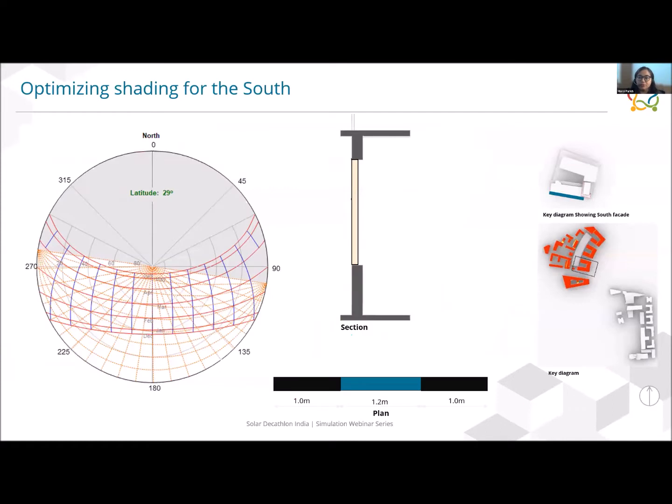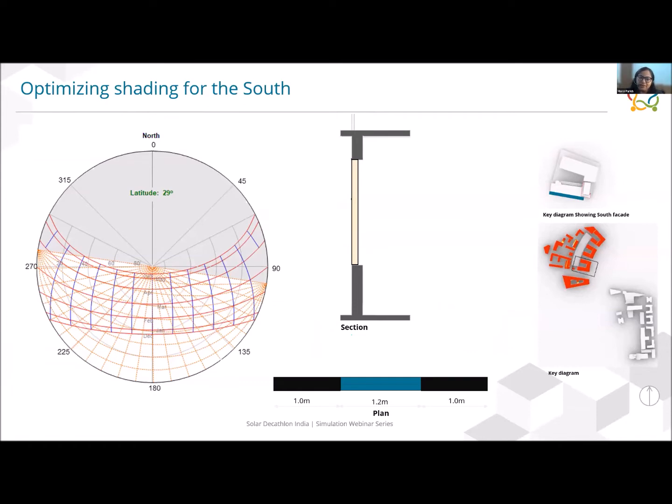Moving forward, after looking into the irradiation studies, the next step is looking into the shading design. So how do you design shading? The important part is which months do you shade a particular window? For this particular example, I'll tell you how we started designing for a window in a south direction.